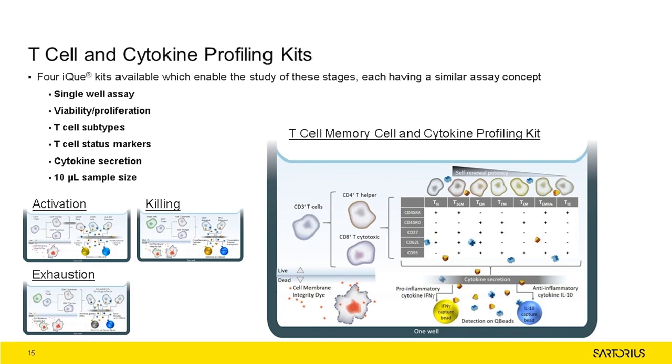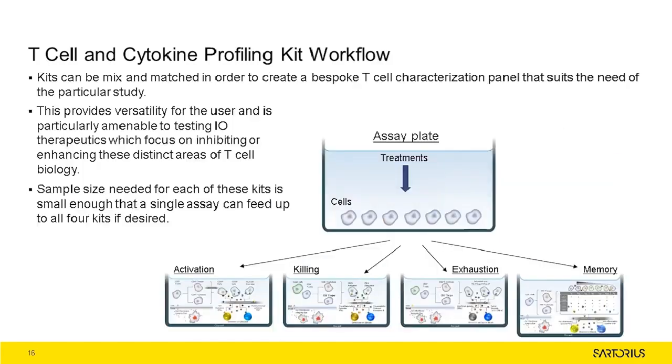Finally, the T cell memory kit is able to identify up to 7 different memory cell phenotypes, as well as interferon gamma and interleukin-10 release. The described kits can be mixed and matched in order to create a bespoke T-cell characterization panel to suit the user's particular needs. This is particularly amenable to testing IO therapeutics, which focus on inhibiting or enhancing effects in these particular areas of T-cell biology. Because these assays have been miniaturized, a single assay can feed up to all 4 of the kits if necessary.